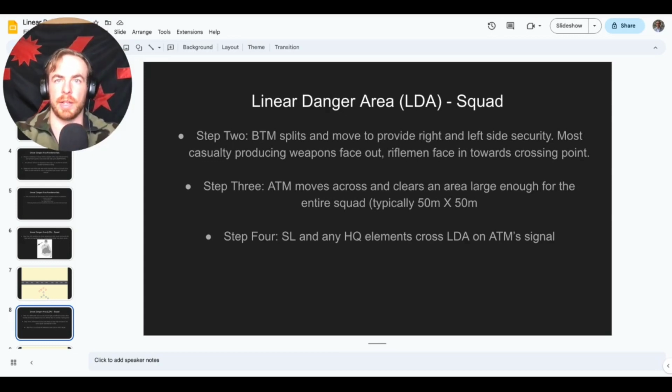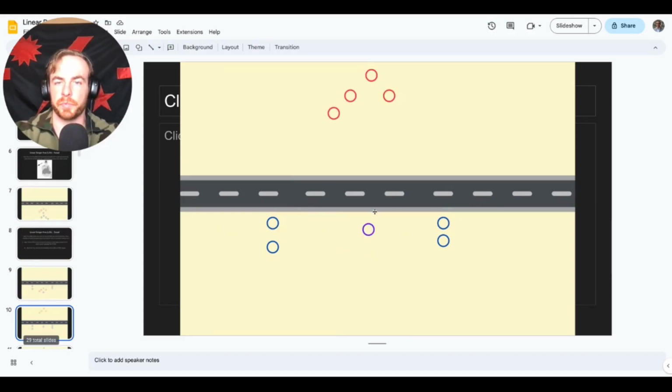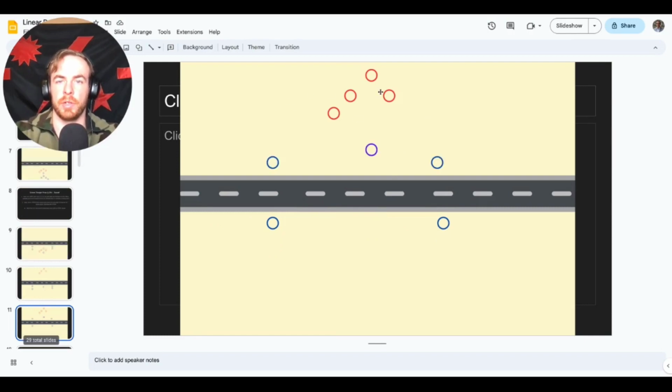So the squad leader and any kind of headquarters element is going to cross the LDA next. So squad leader, machine gun team, medic, FO, RTO, whoever is with that squad leader. All right, so we've got our Bravo team split up, pulling right and left side security, and the Alpha team is going to move across and conduct clearance and signal to the squad leader here.